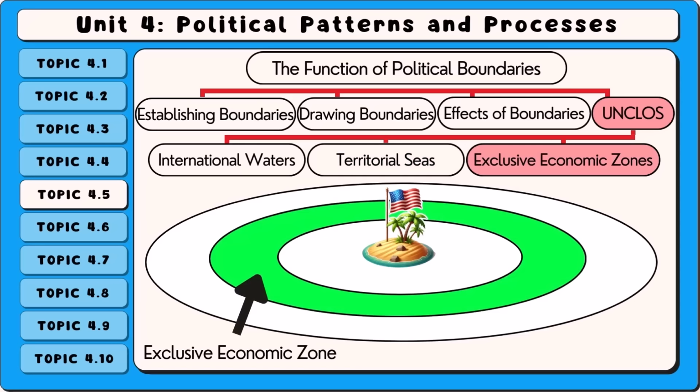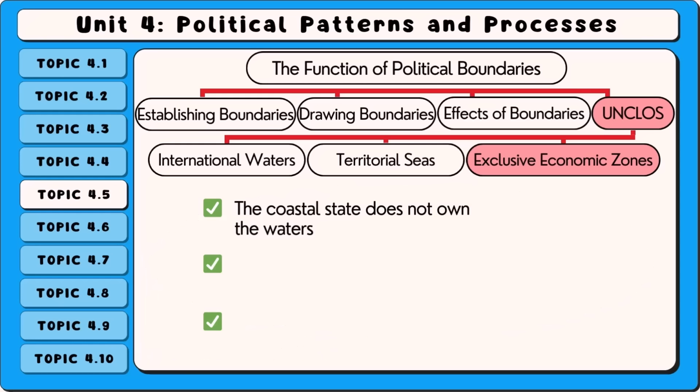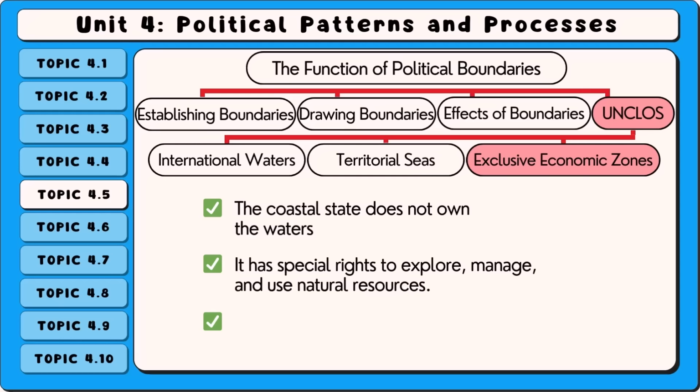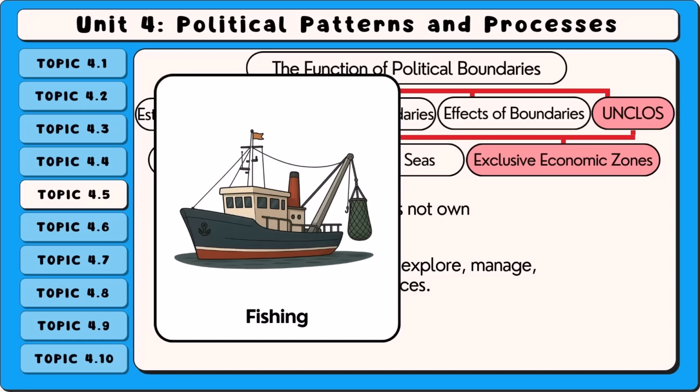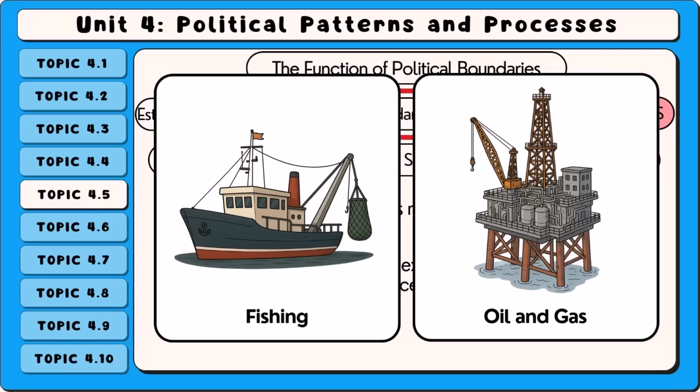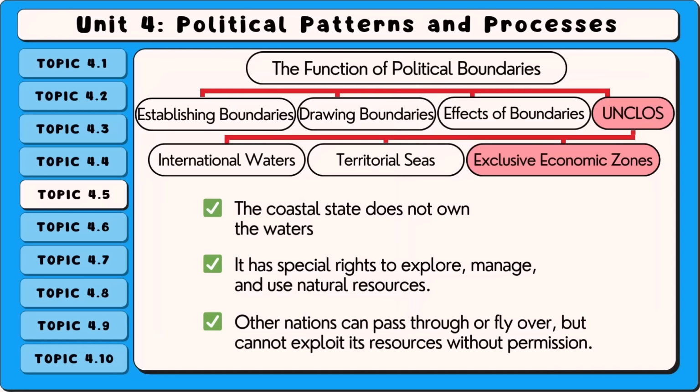Finally, an exclusive economic zone stretches 200 nautical miles from a country's coast. Within this area, the coastal state does not own the waters, but it does have special rights to explore, manage, and use natural resources, especially for fishing, oil, and gas. Other nations can pass through or fly over the exclusive economic zone, but they cannot exploit its resources without permission.